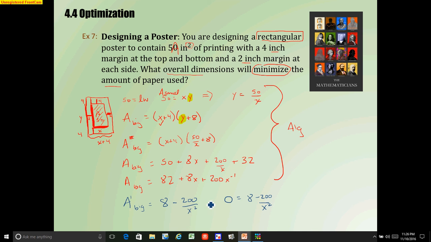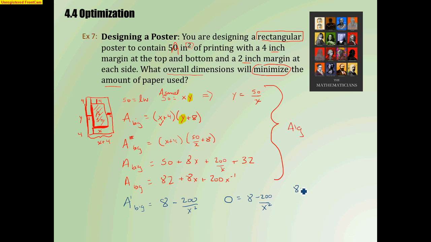Move the 200x squared over here, multiply by x squared, so I will get 8x squared is equal to 200. Oh, look at that. Plus and minus 5, but again, I'm talking about dimensions of a rectangle, so I'm going to just say 5. Did I answer the question?